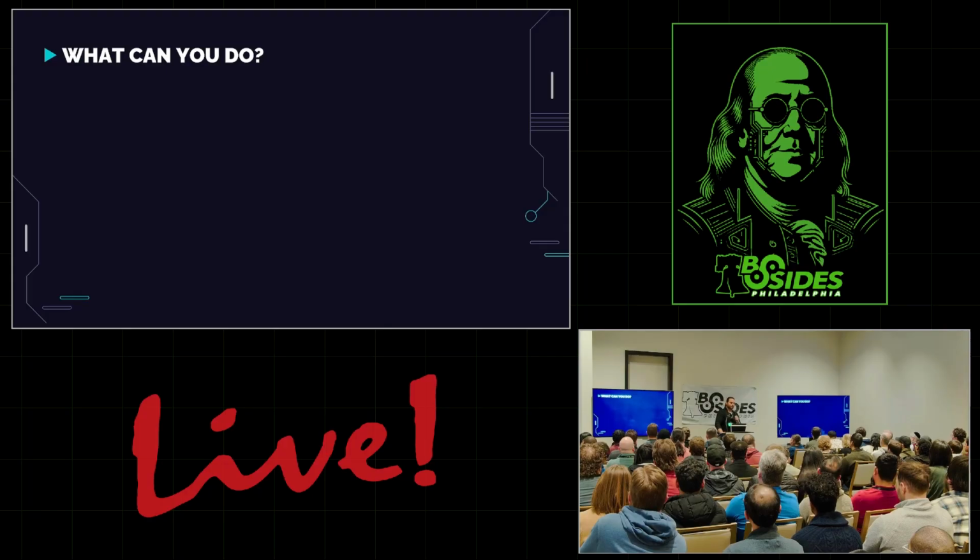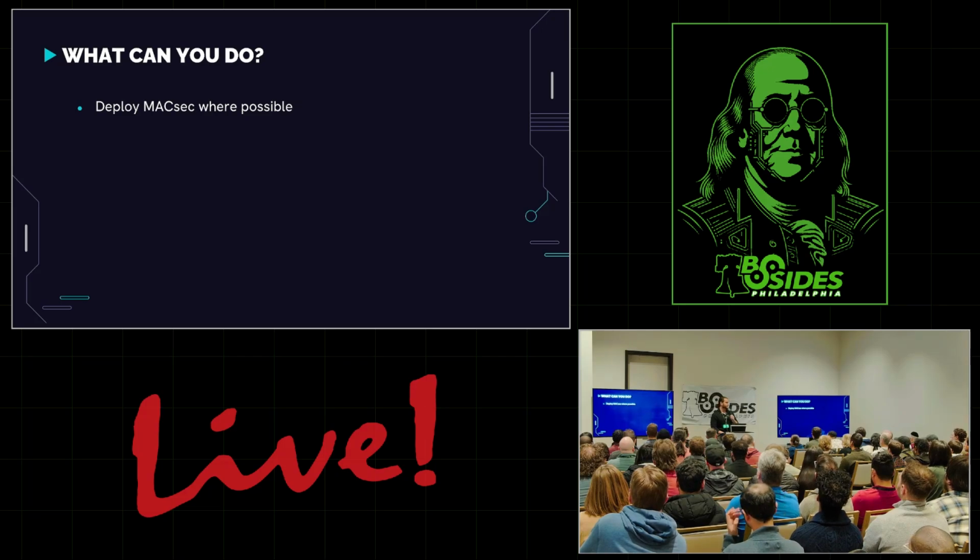So with all that in mind, what can you do to prevent against it? So you can deploy MAC-sec where possible. Easier said than done, but it is something that you can do. So you can prioritize some high-risk networks, so engineering, R&D, things like that. You can isolate your high-risk devices. This is kind of the main one.